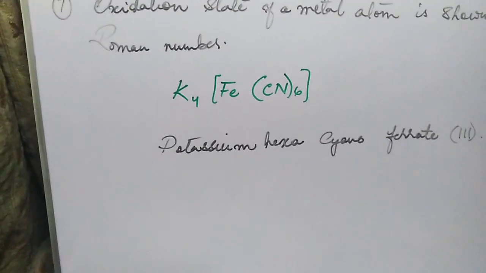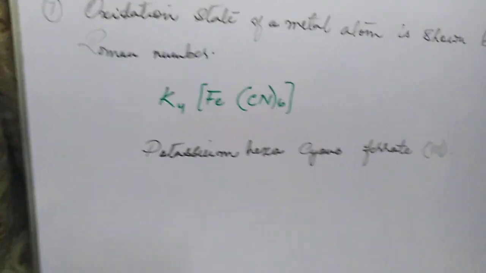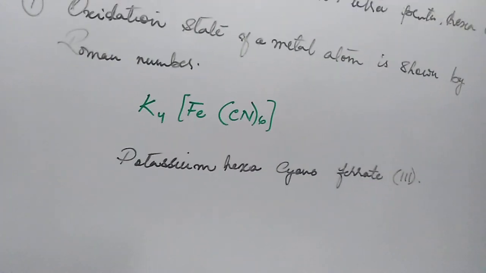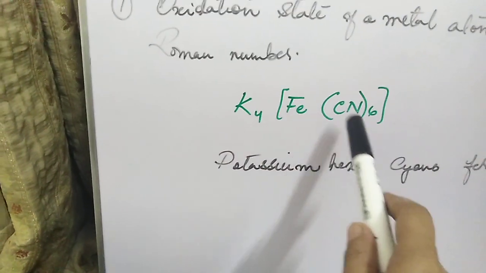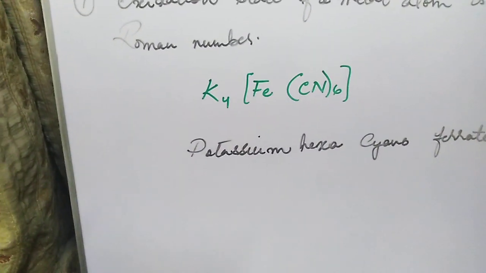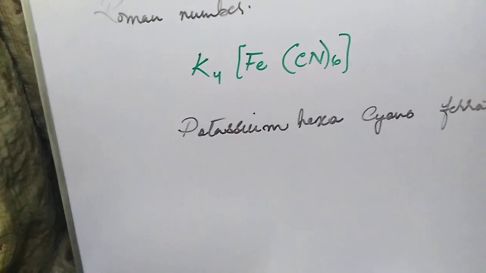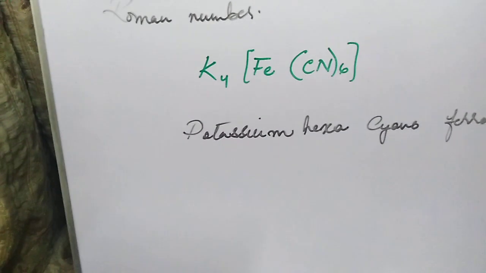K4[Fe(CN)6] is mostly used in the laboratory in our daily routine, in first year, second year, as well as BSc. First of all, in this example we have to detect which species is behaving as the metal. Potassium is there, iron is there, cyanide is there, so there are 3 different species. Out of these 3, iron is the metal atom. First of all select the iron metal atom, then calculate the oxidation state.